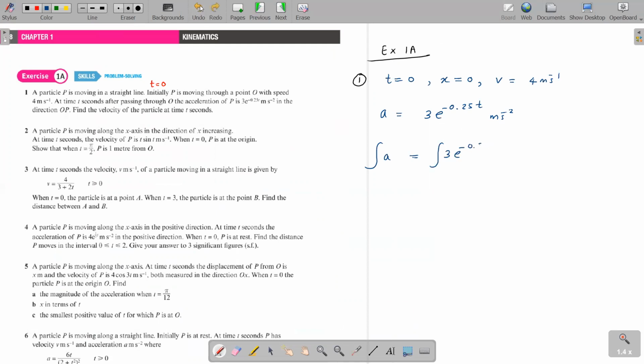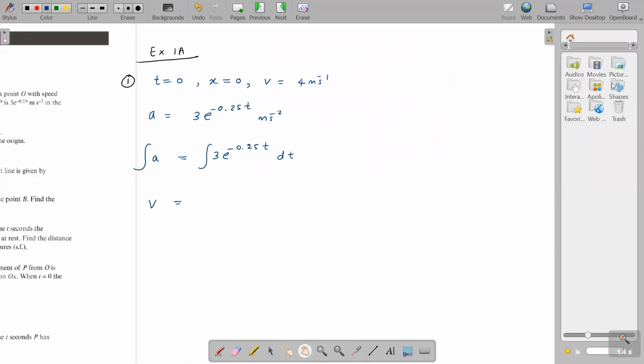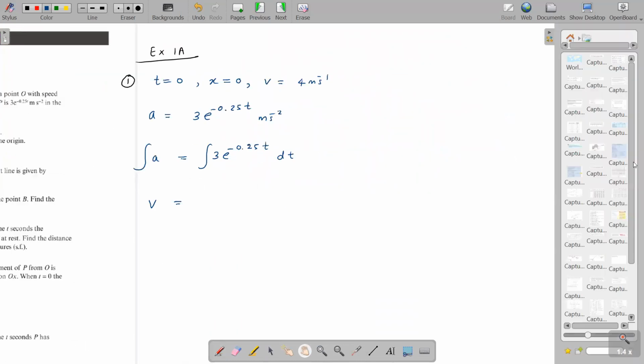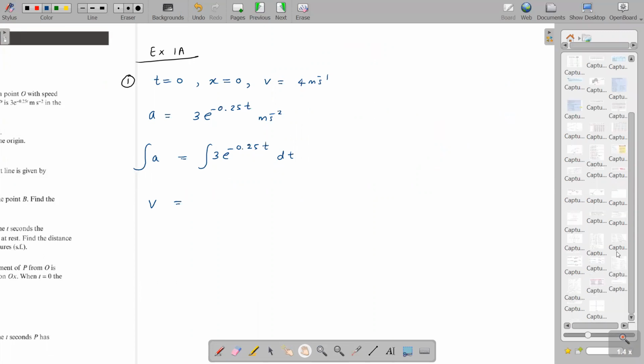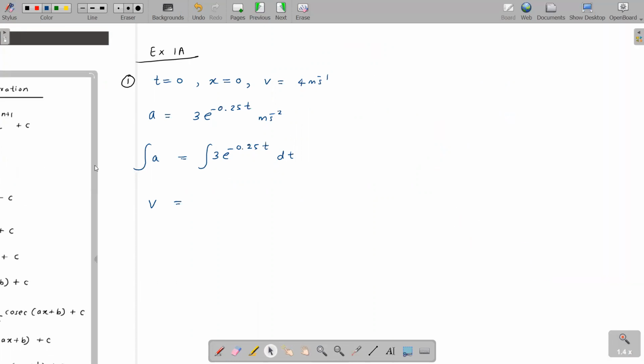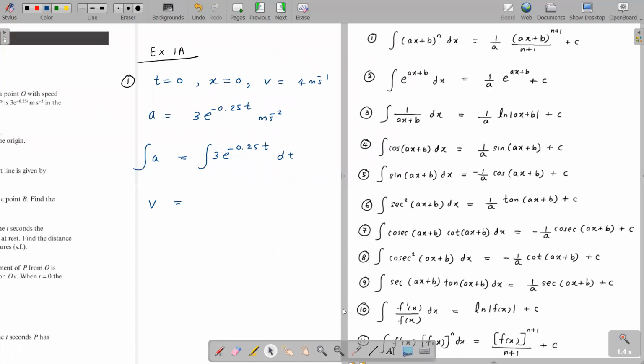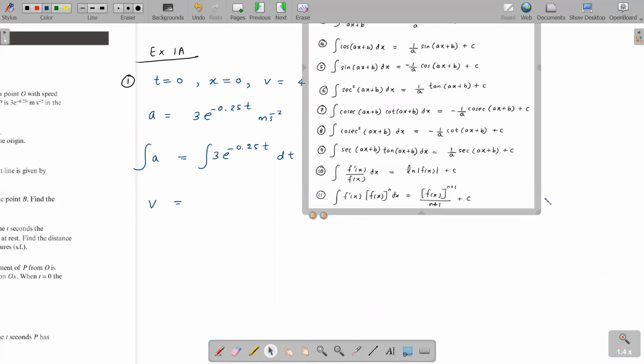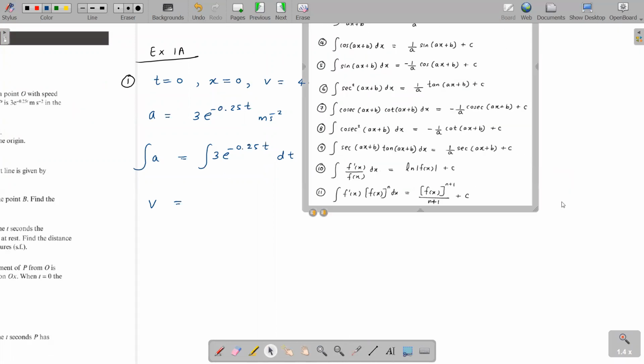Are you guys with me? Now this is the place where you need to remember P3 integration with respect to t. When you integrate acceleration, we get velocity. What about the integration of e to the power minus 0.25 t? Go through the P3 integration rules. You need to really know them and really remember them. I've taken the P3 integration general rules and written them here.